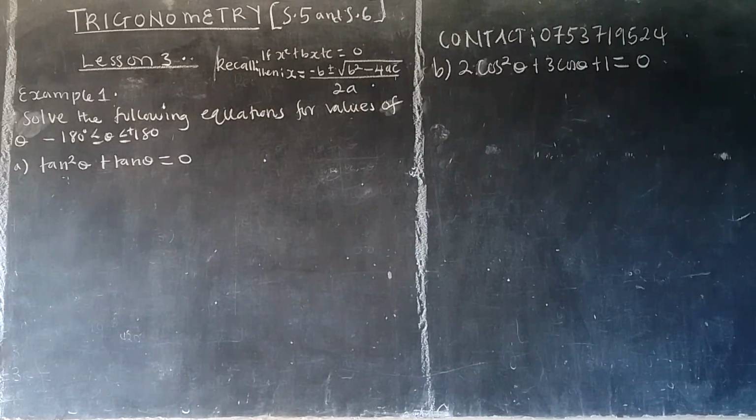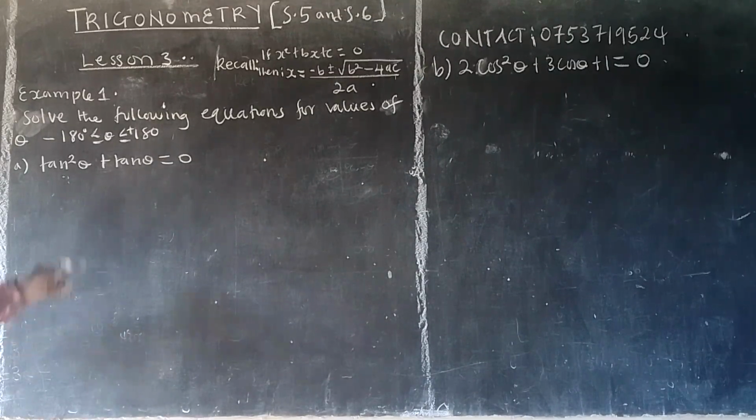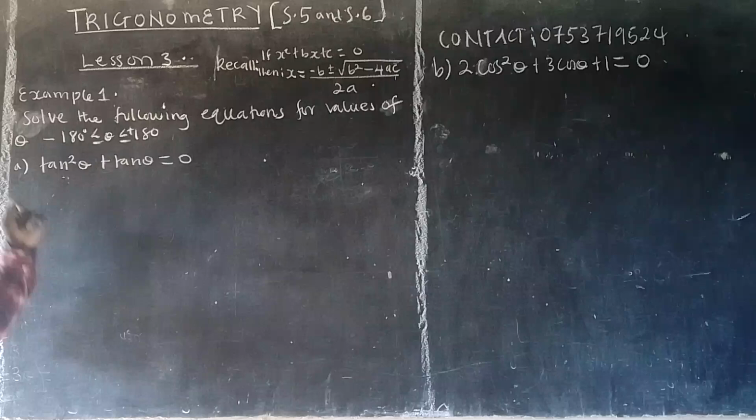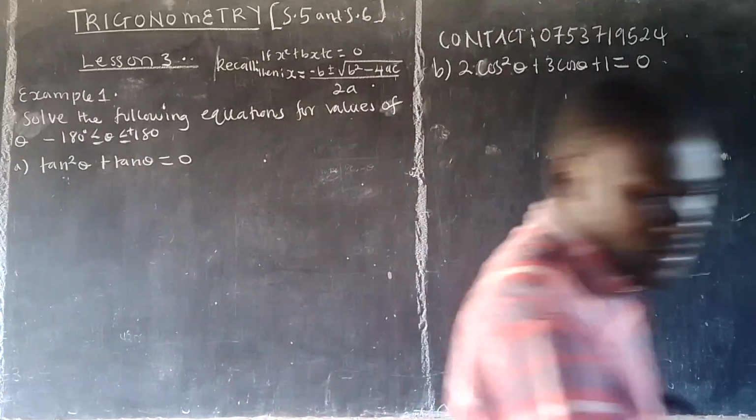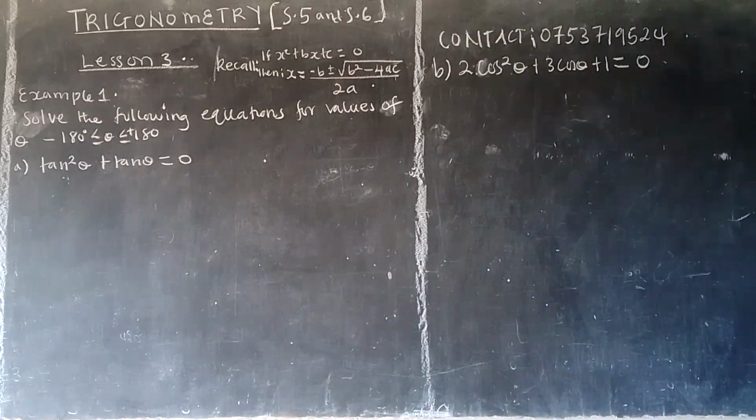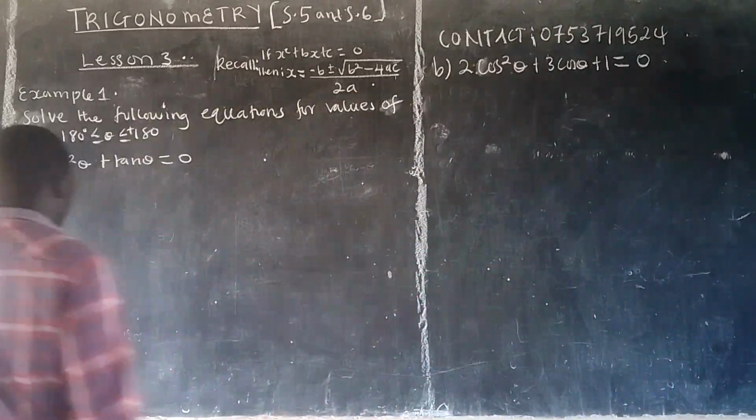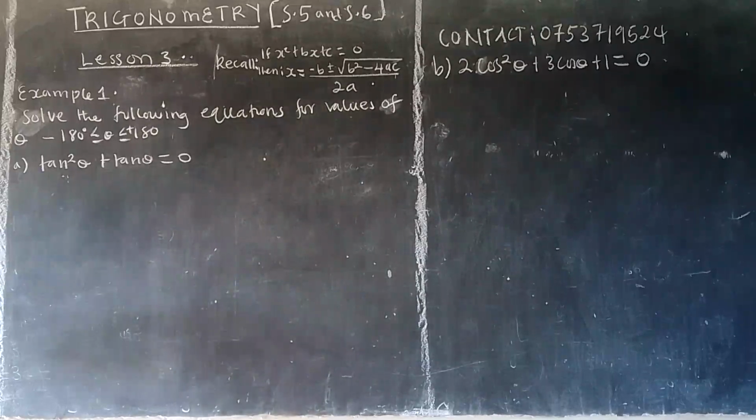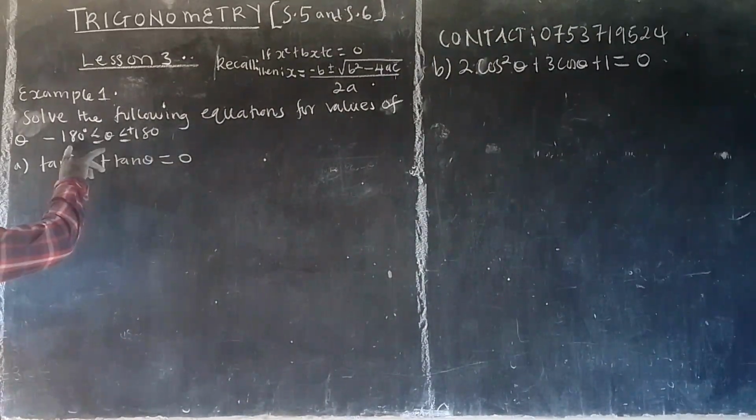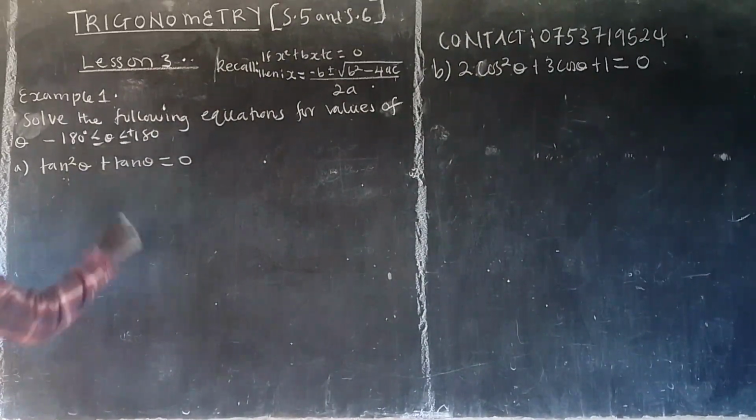Let's start off straight away. We have this example, lesson 3, example 1. Solve the following equations for values of theta between negative 180 and positive 180. I will begin by first of all letting us understand what this means.